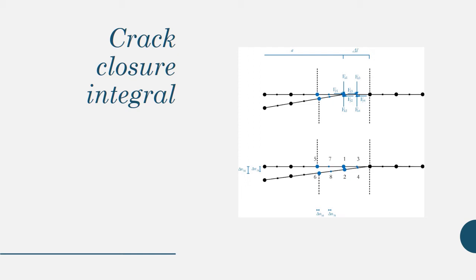The nodes 1, 2, 3, and 4 will have submitted the nodal forces. And the second step, once the crack is opened with delta L, we have this displacement, delta V, delta U, of the nodes 5, 6, 7, and 8.